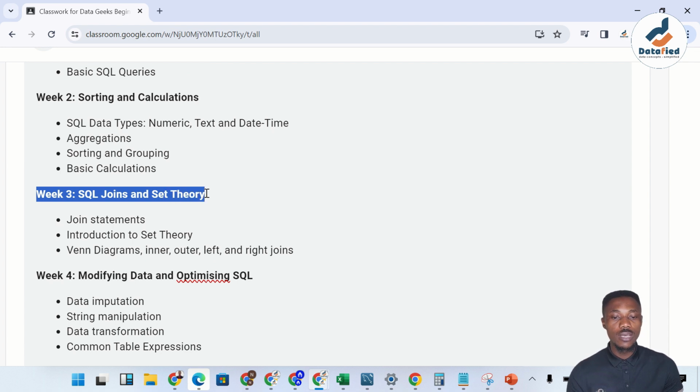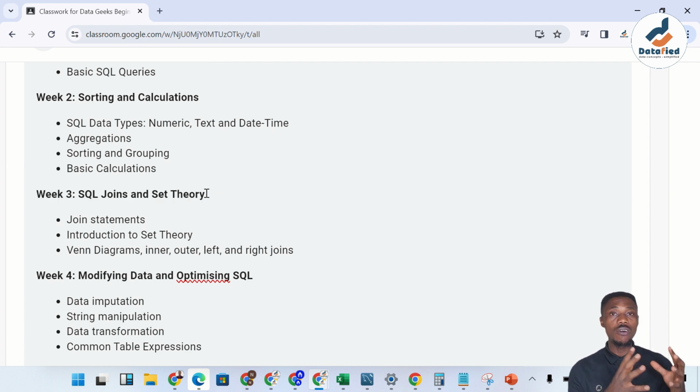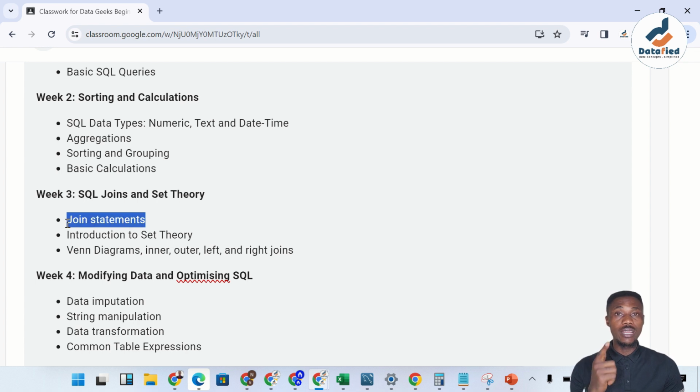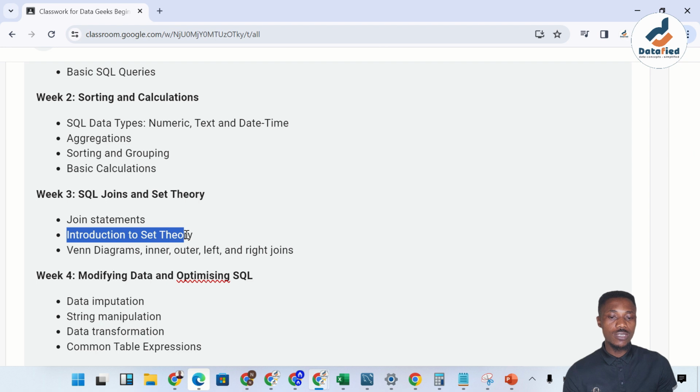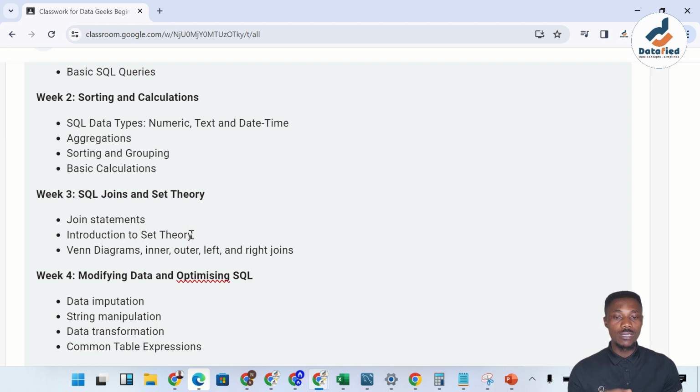That is in the third week. And here you'll see how the power of sets will be brought into the concept of SQL, and then how to pull different data sets or queries from a particular database. We shall learn the join statements, and you will understand and appreciate the concept of join statements. We would go into an introduction to set theory. This is the mathematical set theory that you've learned in your basic or elementary schools.